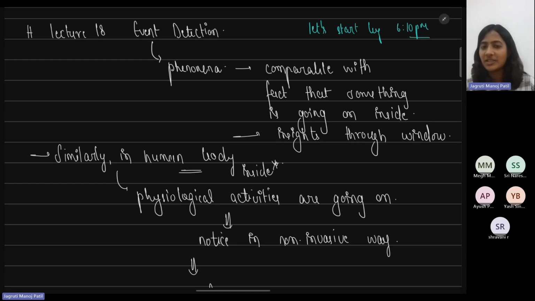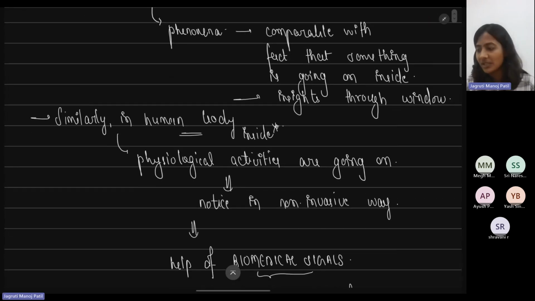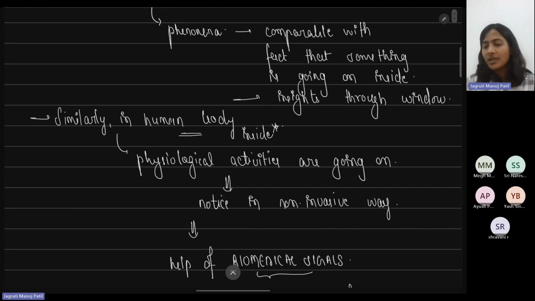So all this event detection is just for a phenomenon, and that phenomenon that we will be looking at has an actual meaning to it, so that we can see what insight we get from that window. Similarly, in the human body we have physiological activities going on, and we want to notice these activities in a non-invasive manner. We also have some measures where we do invasive measurements. For example, in EEG or EMG, we have needle electrodes. We poke them into the particular muscle or nerve of interest, and then we find the correct measurements for it.